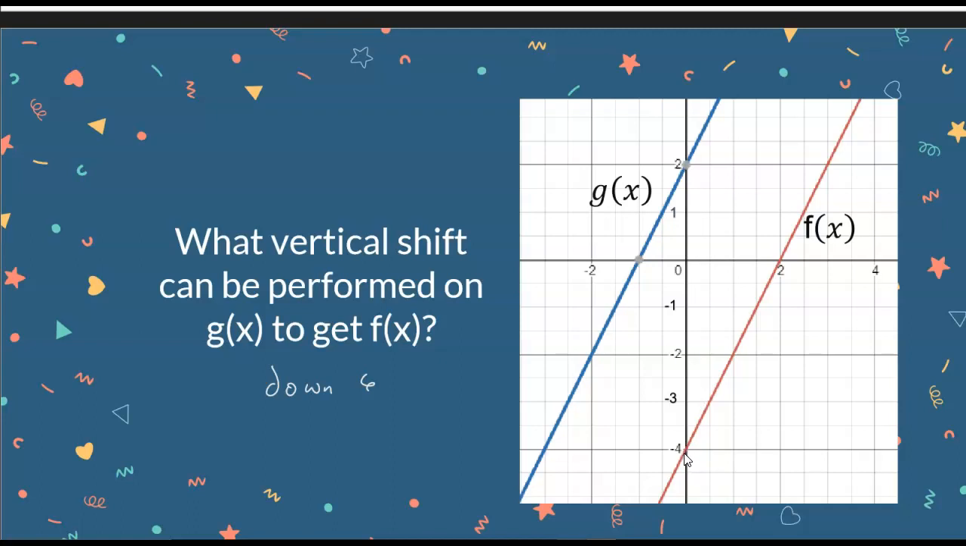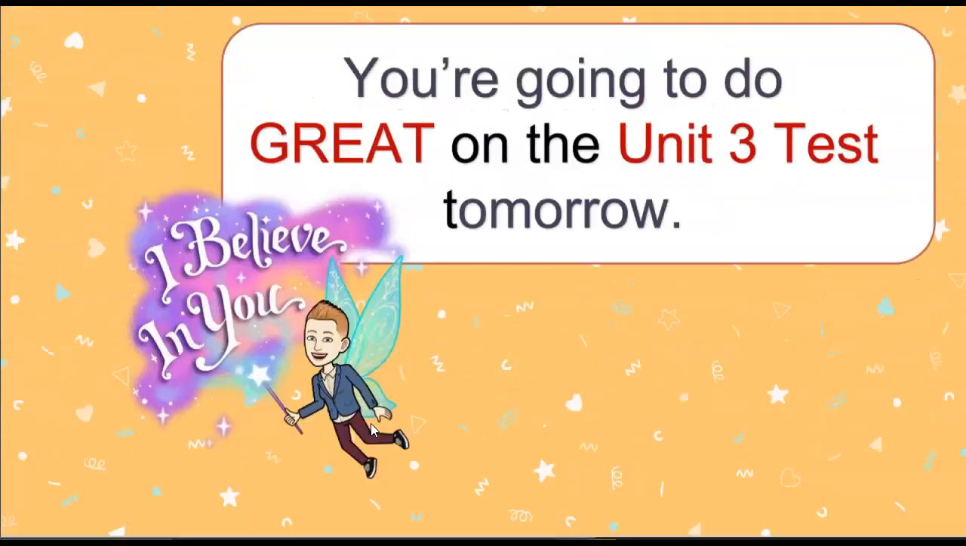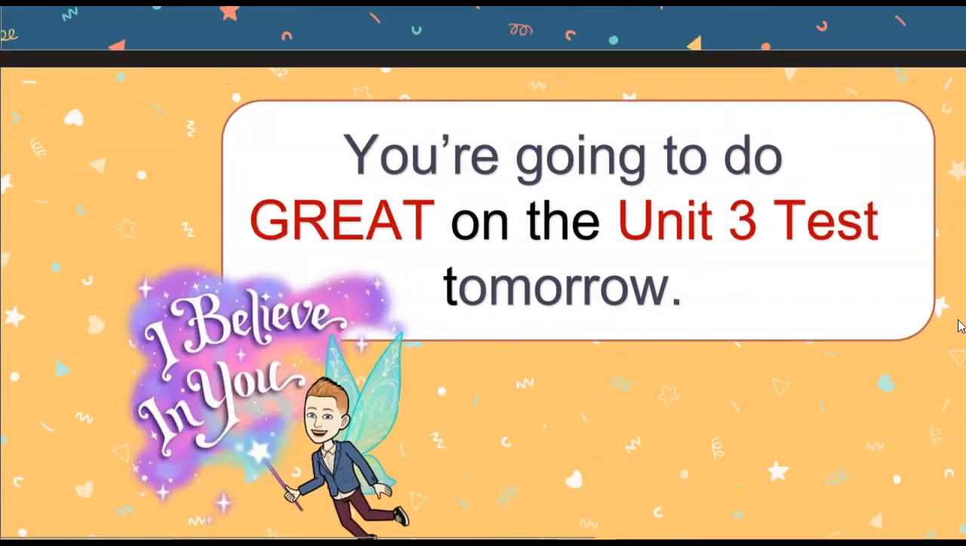Now if we wanted to write that in algebra terms or on an equation, that would be subtract 6. Or another way to think of that is we start at 2, minus 6 is going to be negative 4. 2 minus 6 equals negative 4. So both of these answers are correct ways to answer this. Both of these indicate a vertical shift. And that wraps up everything for our Unit 3 review today.